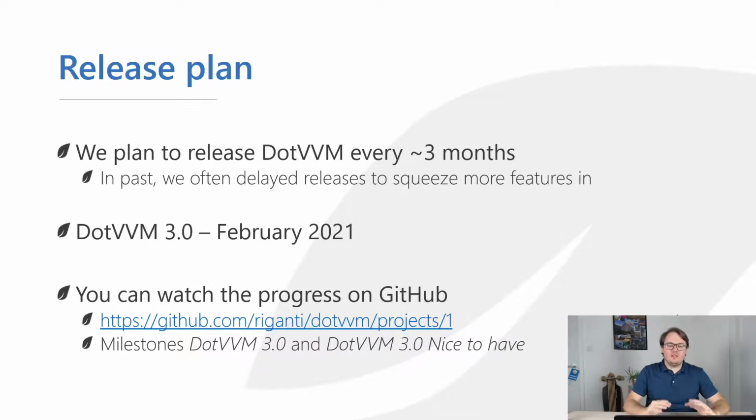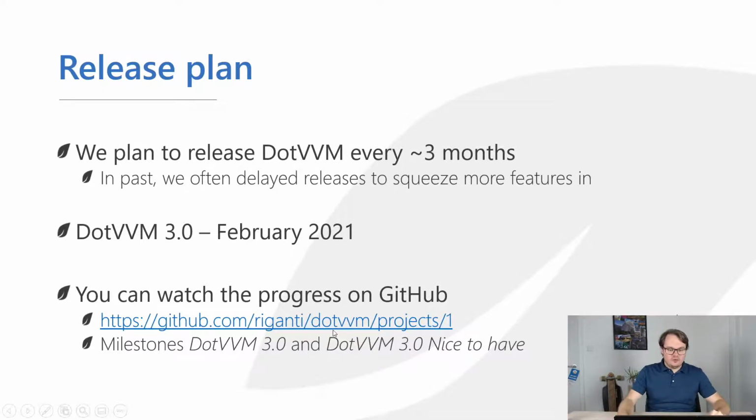We have recently decided that we will try to release .vvm every 3 months. If you have been using .vvm for a long time, you know that many times in the past we were promising some release in September, then it was November, because we were delaying releases to squeeze more features in. We have recently decided that this is not a good strategy, so we will try to stick to a release cycle of about every 3 months. And if we see that some features cannot make it to the release, never mind, we will just do the release and the features will be delayed to the next release. So we plan to release more regularly, and you can track the progress on GitHub.